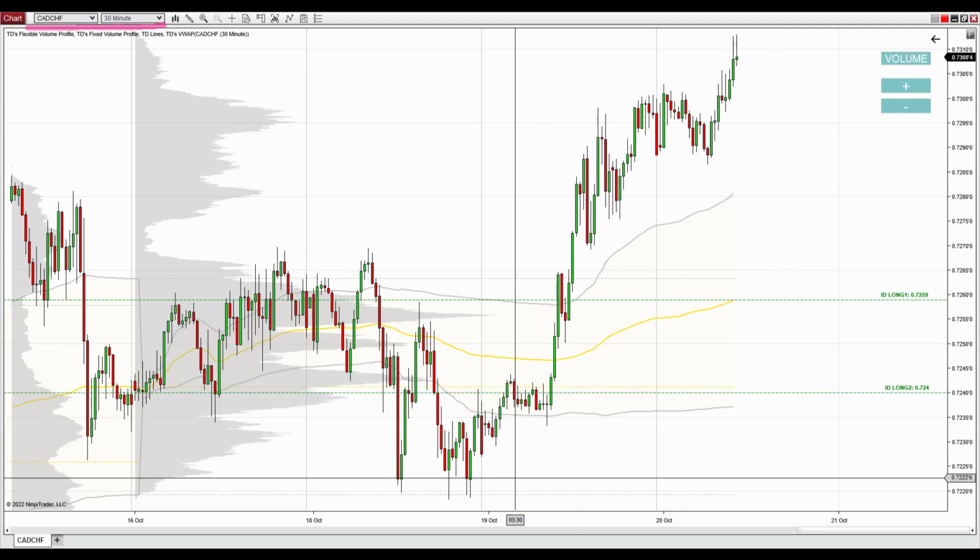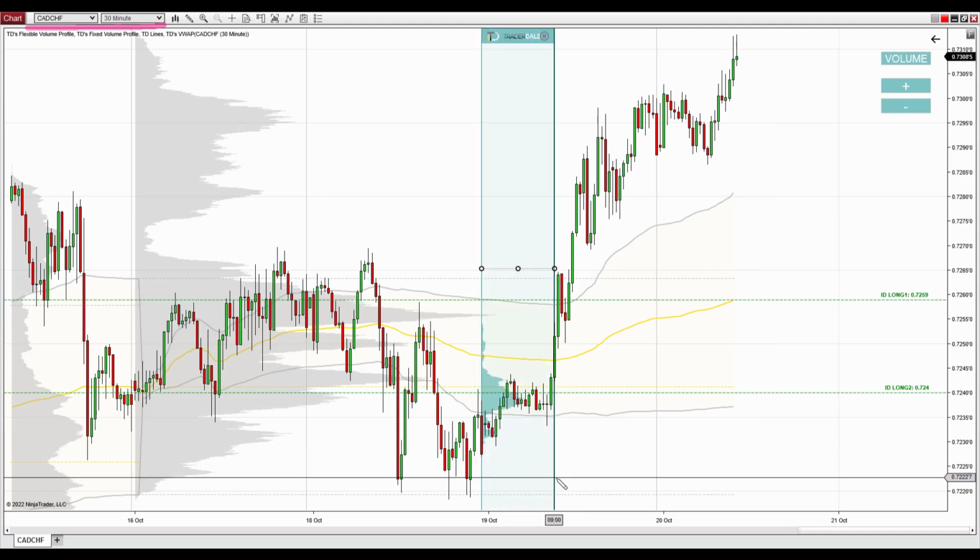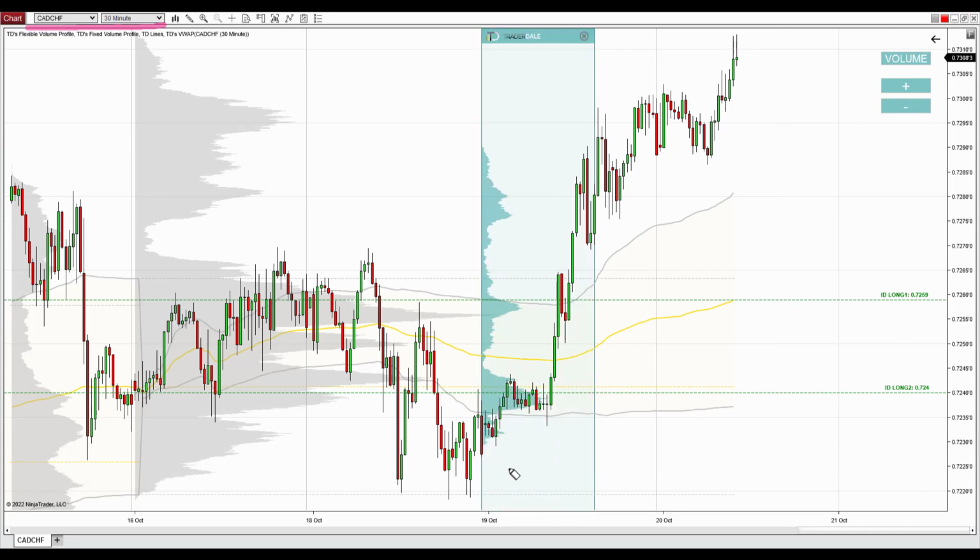Let me draw the volume profile over the trend area from yesterday. This is the trend area. Those two supports are based on significant volumes which got accumulated within this trend area. The first one was accumulated in here. The second one, this is where the strong buying activity yesterday started.